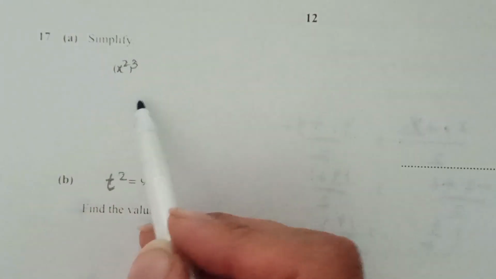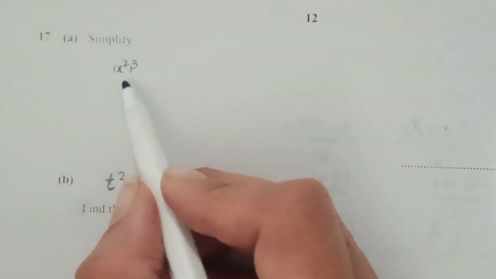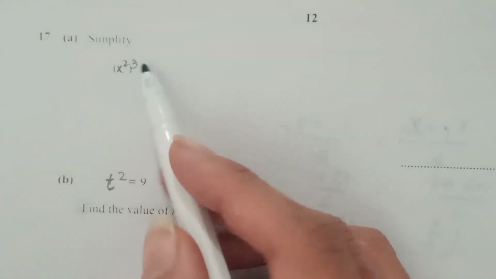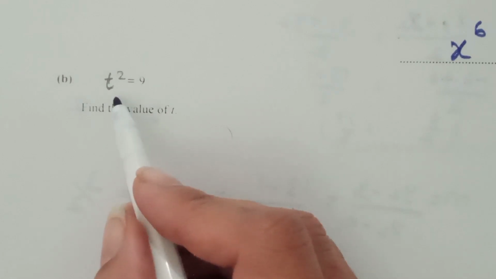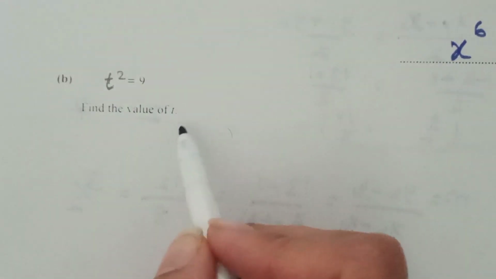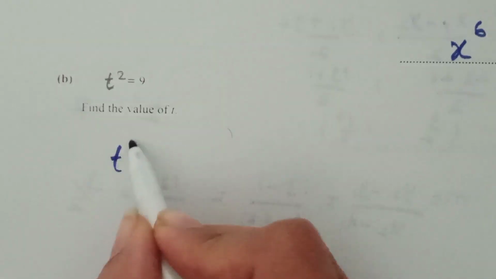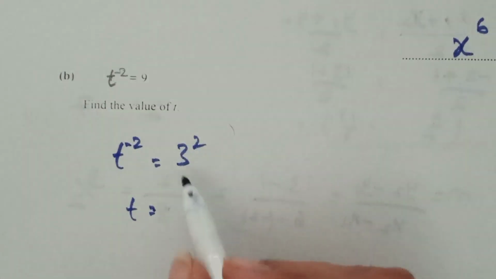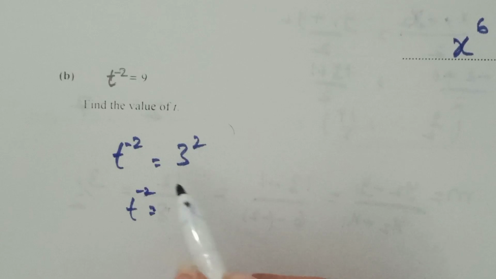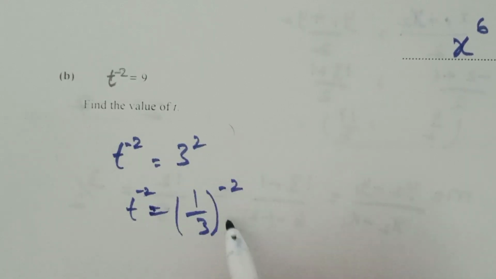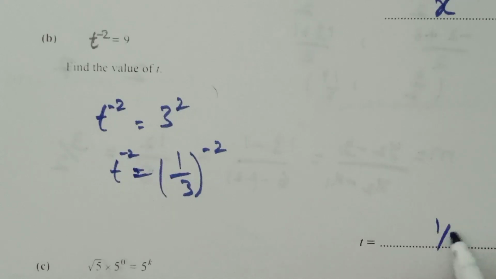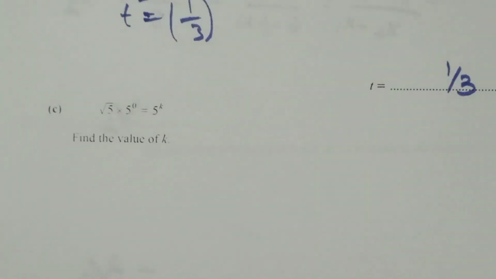Now students, question number 17, simplify. Very simple. We have to simply multiply, 2 multiplied by 3. We get x to the power 6. B part, t squared is equal to 9. We have to find the value of t. The power must be similar, and it's minus 2. It means powers are similar, and t is equal to 1 by 3.